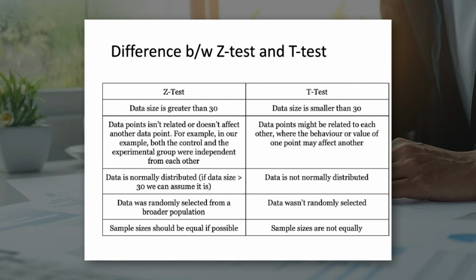If data size is greater than 30, we can assume it is. And data is not necessarily normally distributed as far as T test is concerned. And as far as the selection of the data is concerned, data was randomly selected from a broader population in one case, and data was not randomly selected in the other. So that is the reason we have distinguished between large sample and small sample. Z test always emphasizes the large sample, whereas T test emphasizes more the small sample. So sample sizes should be equal if possible, and in the other case sample sizes are not equal. So that is the thing.